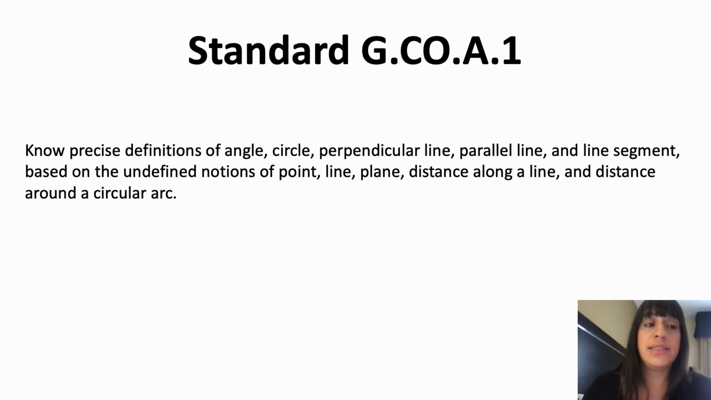Our standard today says to know precise definitions of angle, circle, perpendicular line, parallel line, and line segment based on undefined notions of point, line, plane, distance along a line, and distance around a circular arc. The parts of this lesson that are going to be really important are knowing the precise definition of line segment based on points, lines, and distance along a line. Those are the key takeaways from the standard for today's lesson.